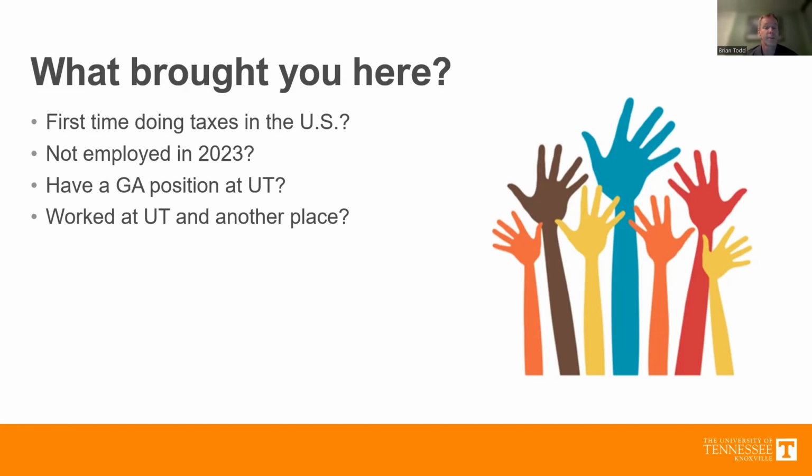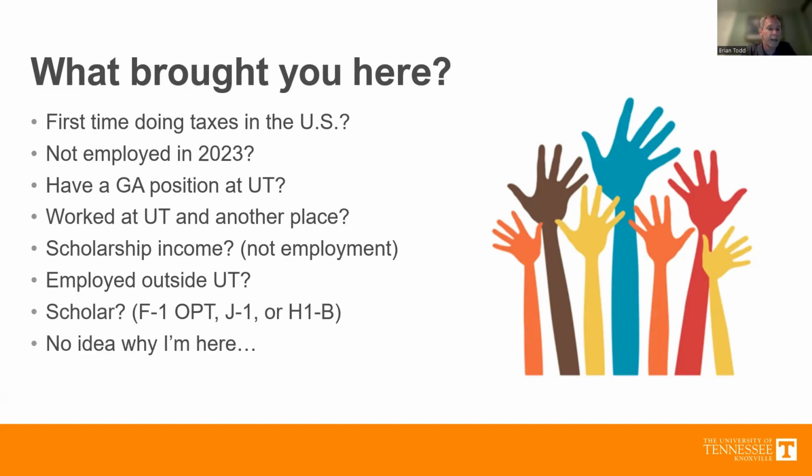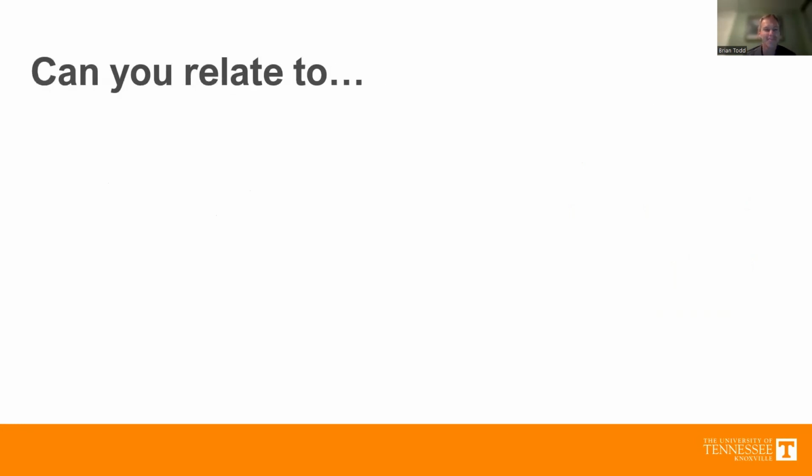Do you have a graduate assistant position at UT? Have you worked at UT and also at another place during the past year? Do you have scholarship income that is not employment? It's possible that you were employed outside UT, perhaps through CPT or OPT. Are you a visiting scholar? You're not actually a student. Maybe you're on F1 OPT or your I-20 is from another school, or you're a J1 scholar or H1B, or maybe you have no idea why you're here. And if that's you, thanks for joining us. Maybe you'll figure it out as we're going through the presentation. Let's move on to the next slide.